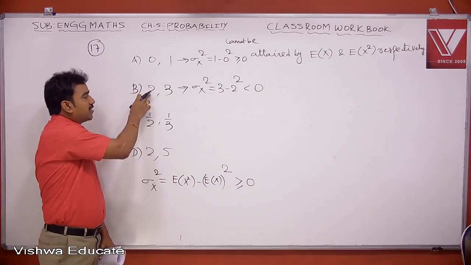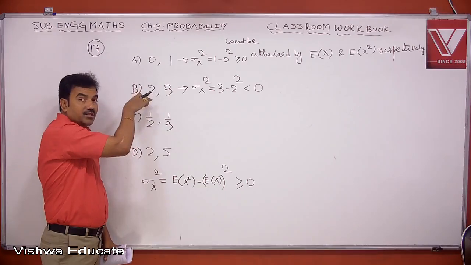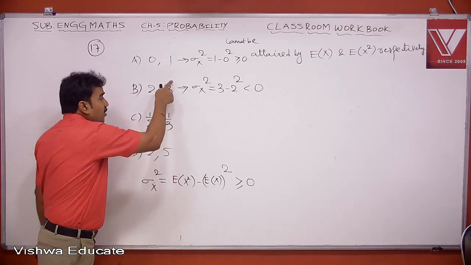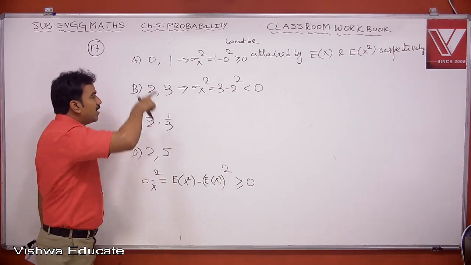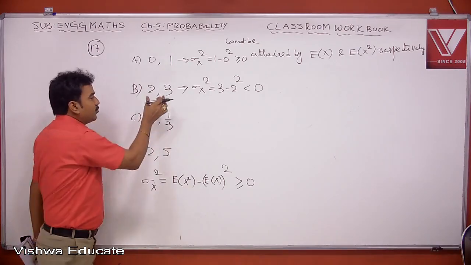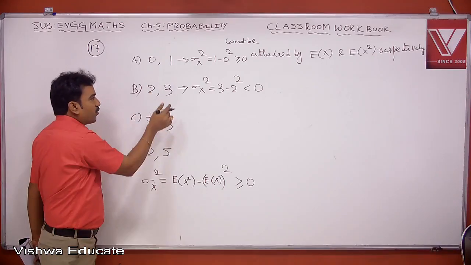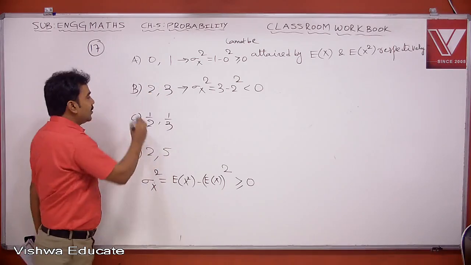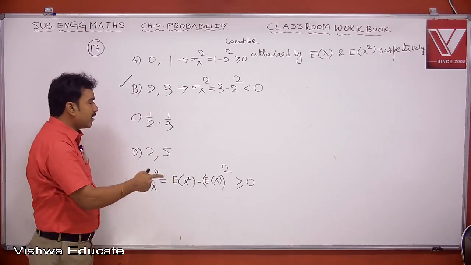Therefore, if this is the expectation of a random variable x, in that case E of x square cannot be 3. If this is E of x square, then this should not be the E of x value. So E of x and E of x square should not be 2 and 3. So this is the required answer. You can even verify this.